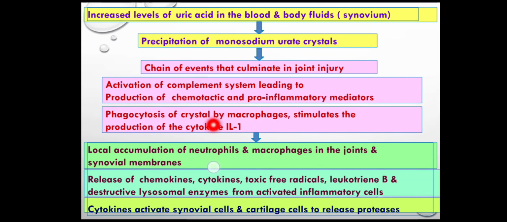Second, the monosodium urate crystals will be phagocytosed by macrophages in the joint cavity. So macrophages will have this inflammasome. If you remember from the initial chapters, the inflammasome is responsible for the activation of caspases. Caspase 1 stimulates the production of cytokines like interleukin 1. Interleukin 1 is responsible for accumulation of neutrophils and macrophages in the joints and synovial membrane. So what will these neutrophils and macrophages do?